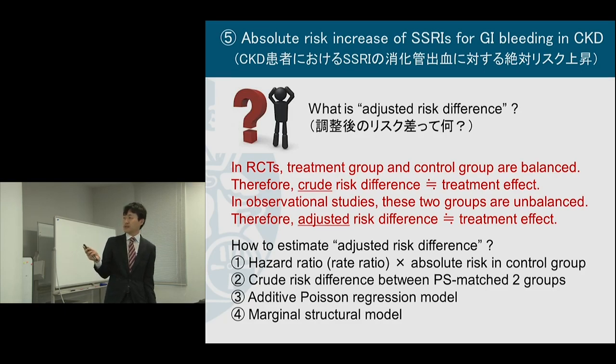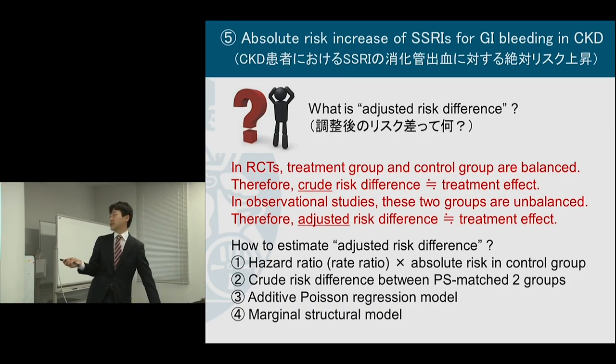The first is probably the easiest one: hazard ratio or rate ratio multiplied by the absolute risk in the control group. But this may be a bit different from the true effect, with bias because of the proportional hazard assumption. This is a kind of rough estimate, so the statistician didn't recommend that I use this method.